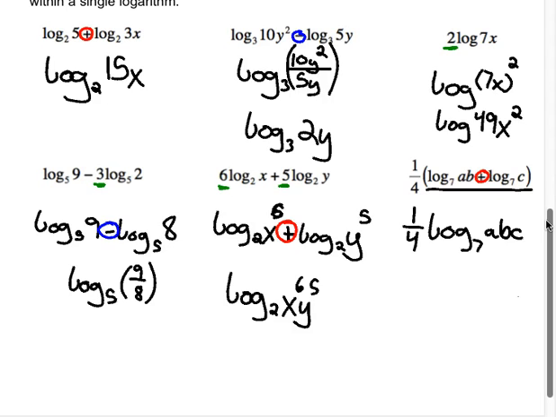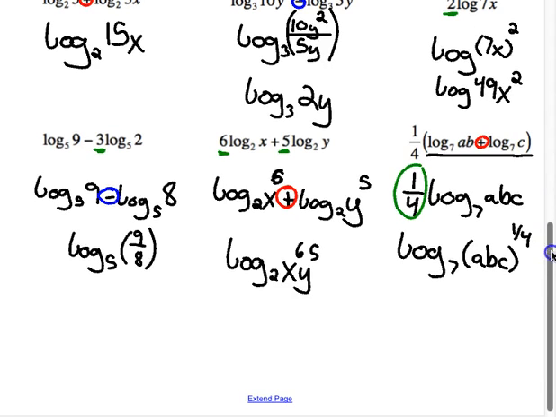Now I have this multiplier out front. So now let's bring that up as the power. So log base 7, a, b, c to the 1/4 power.